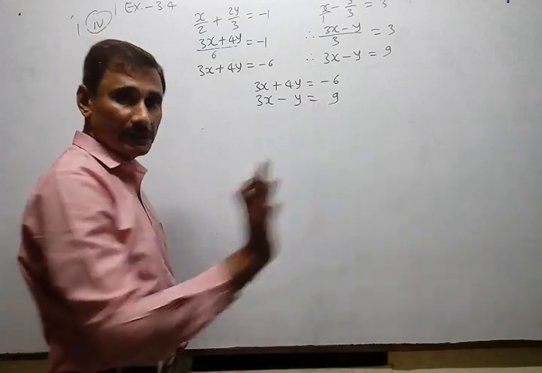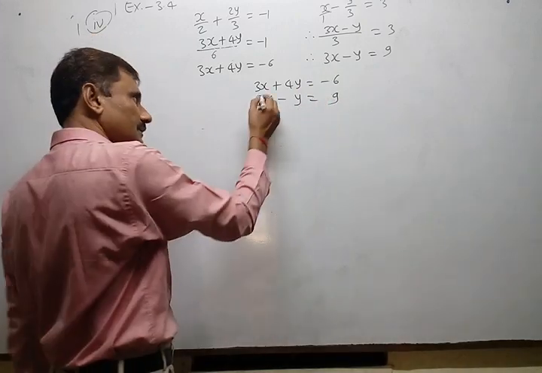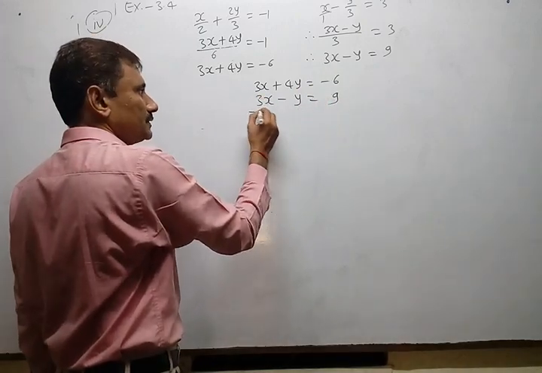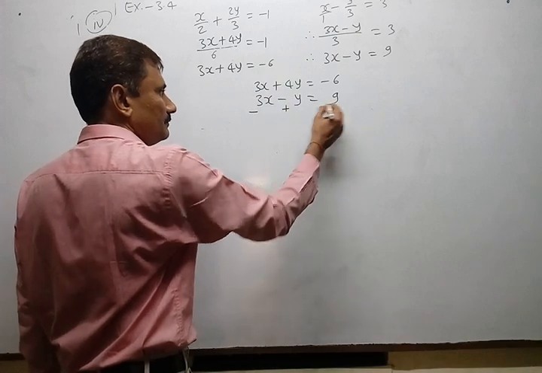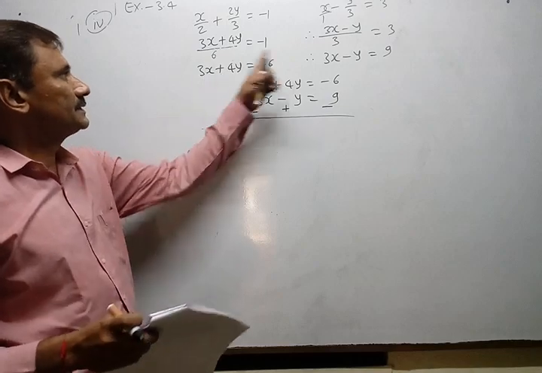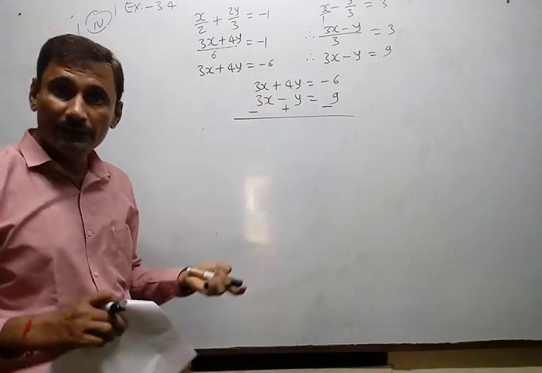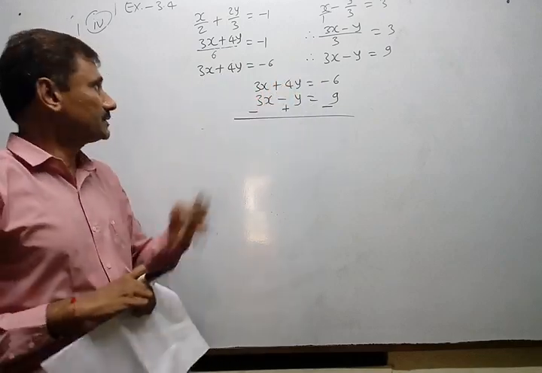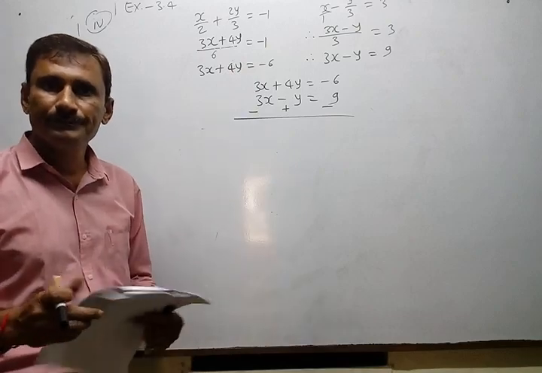So no need to multiply it. Just the signs are not opposite, so subtract the second equation from the first one. Why? Because the coefficients become equal whenever we convert this equation into simplest form.